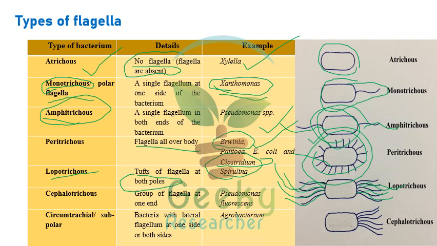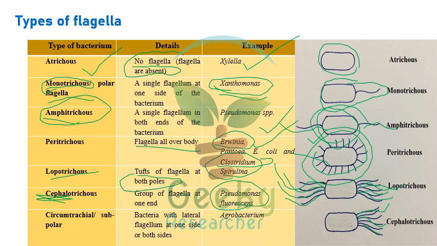When it comes to cephalotrichous, a group of flagella is at only one end, whereas in lophotrichous the same tuft or group of flagella is present on both ends. So in cephalotrichous, a tuft or group of flagella is present at only one end, not both ends. If it is present at both ends, it's called lophotrichous. When it is present on only one side, it is called cephalotrichous. The best example is Pseudomonas fluorescens. And one more thing, cephalo means head.